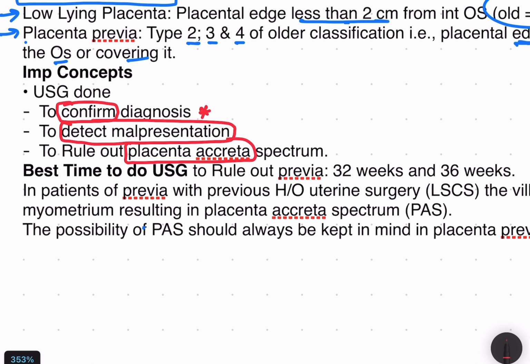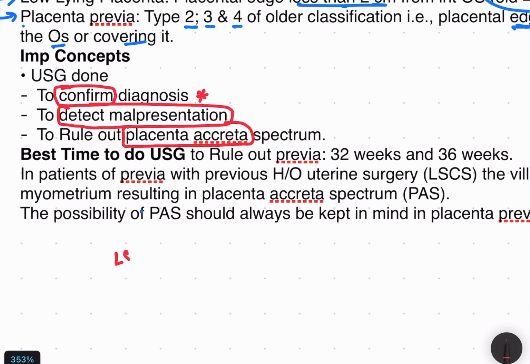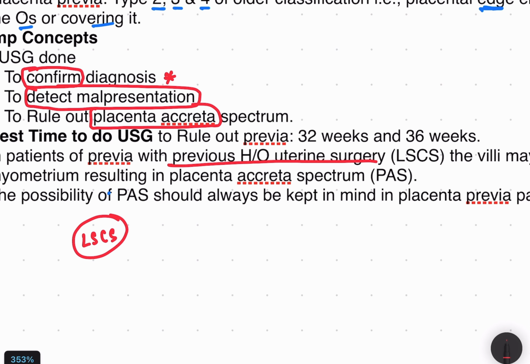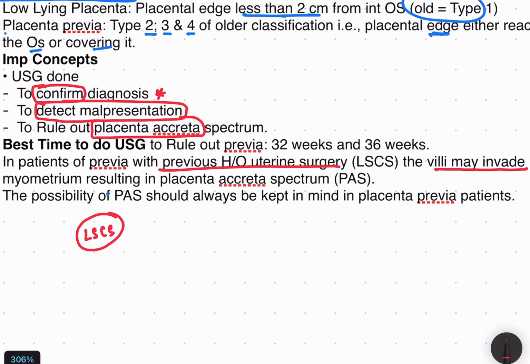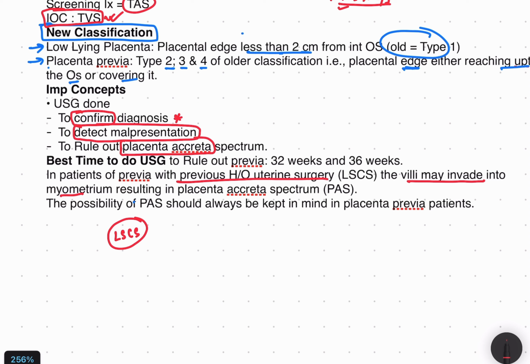Why? Because supposing the mother had a previous LSCS or any uterine surgery, in that case the placental villi may invade the myometrium and result in accreta. Management will be entirely changed according to the placental accreta spectrum. So to confirm the diagnosis, to detect malpresentation, and to detect whether any accreta spectrum is present or not, this is very important. We have to do transabdominal ultrasound.